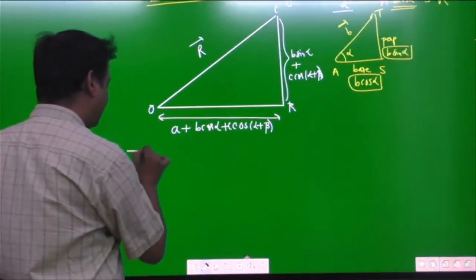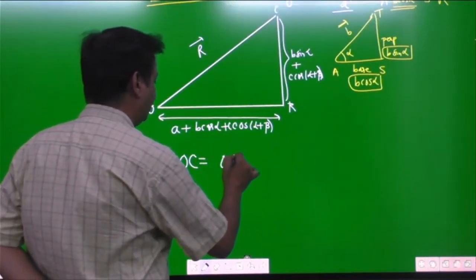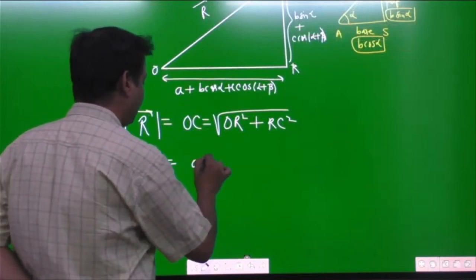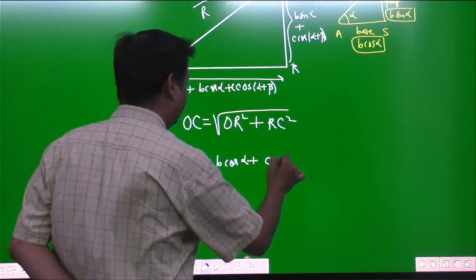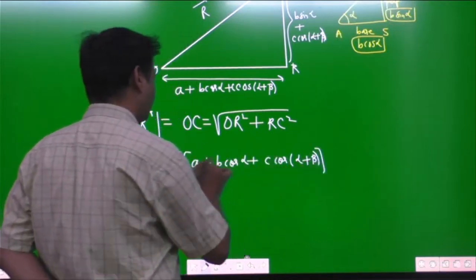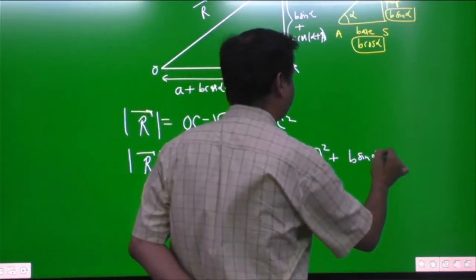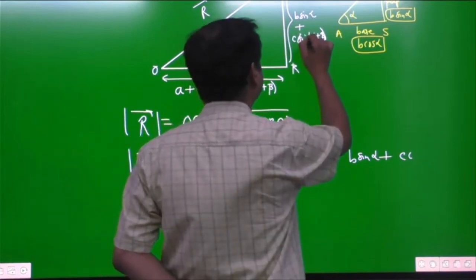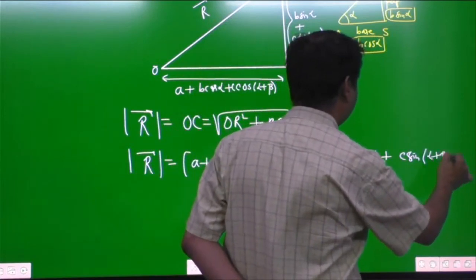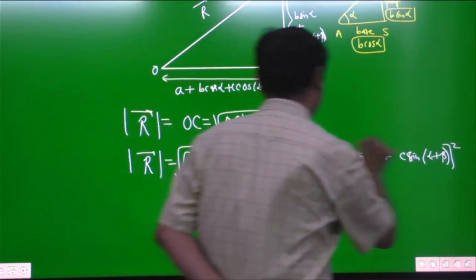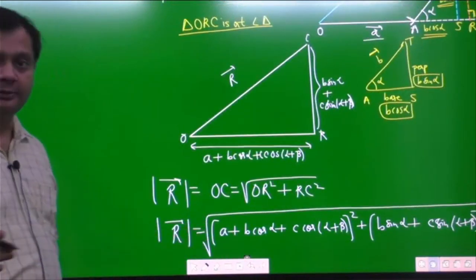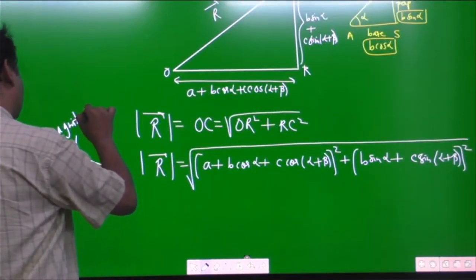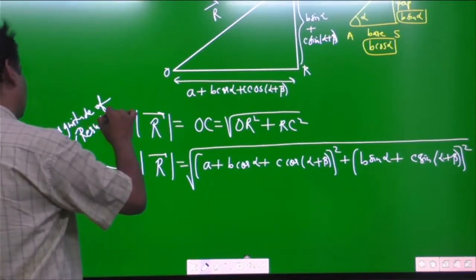Now, what will be the magnitude of R? That is the length OC. So it will be the square root of OR square plus RC square. So vector R will have a modulus value of the square root of A plus B cos alpha plus C cos alpha plus beta whole square, plus B sin alpha plus C sin alpha plus beta whole square, whole under root. This is the magnitude of the resultant in terms of A, B, C, alpha and beta. This is the magnitude of the resultant vector.